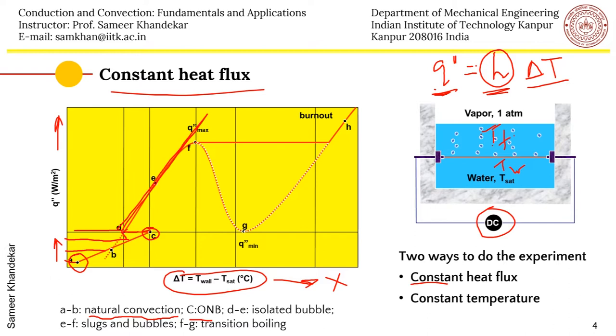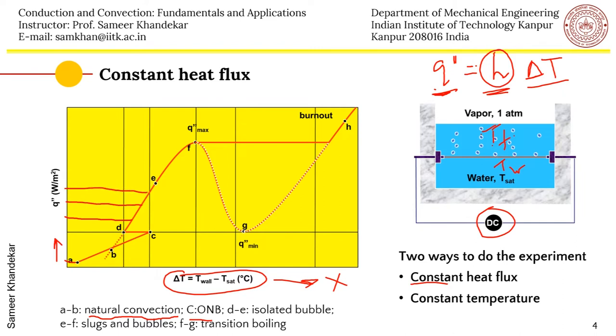Let me rub these things so that it is clean again. Okay. Now from D to E, you will have the isolated bubble regime. As you are increasing the Q, you now reach here. You have the isolated bubble regime. More and more bubbles are getting formed now, but you can still see those individual bubbles. After a while, many nucleation sites will begin, and as you keep on increasing the heat flux, from E to F you will have slugs and bubbles, a regime of slugs and bubbles, which we were just seeing.